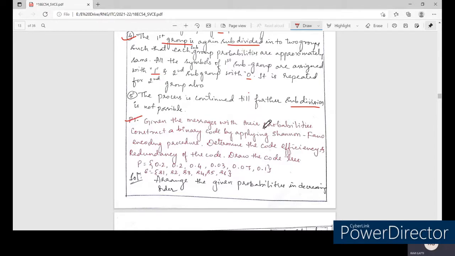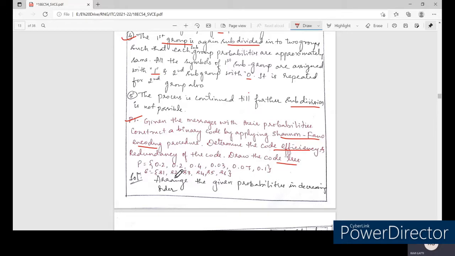So let us try to solve this problem. The given message has six probabilities: construct a binary code by applying the Shannon-Fano encoding procedure, determine the code efficiency and redundancy of the code, and draw the code tree. So three important parameters they have asked you to solve in this problem. First is the Shannon-Fano encoding algorithm.